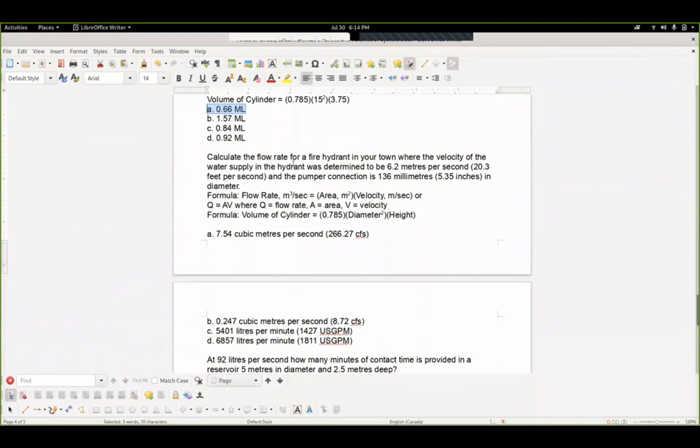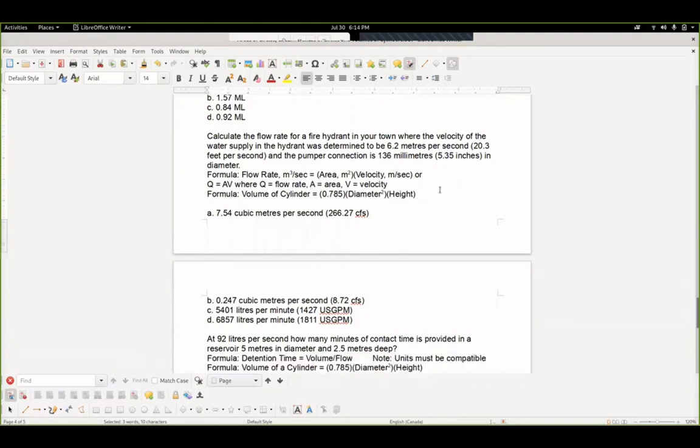So calculate the flow rate for a fire hydrant in your town where the velocity of the water supply in the hydrant was determined to be 6.2 meters per second, which is equal to 20.3 feet per second. And the pumper connection is 136 millimeters, which is 5.35 inches in diameter. So we have the formula for the flow rate in meters cubed per second, which is area in meters squared times velocity in meters per second, or Q equals AV, where Q is the flow rate, A is the area, and V is the velocity.